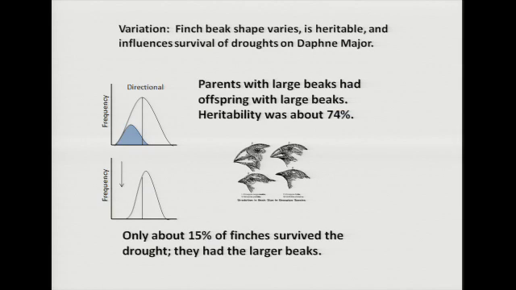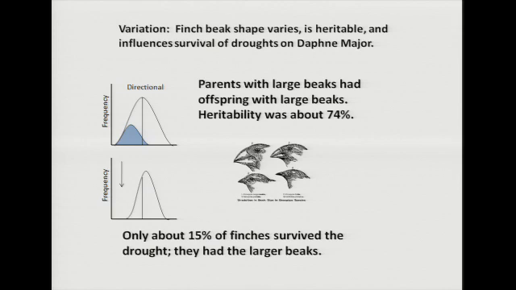Variation. We need to consider it. Finch beak shape varies. So when the Grants measure the medium ground finch and they measure the width of the beak, they get a nice normal curve like this. They also found, because they go every year and they know which birds are the parents and which are the offspring, that parents with large beaks had offspring with large beaks up here. They know that parents with small beaks had offspring with small beaks.